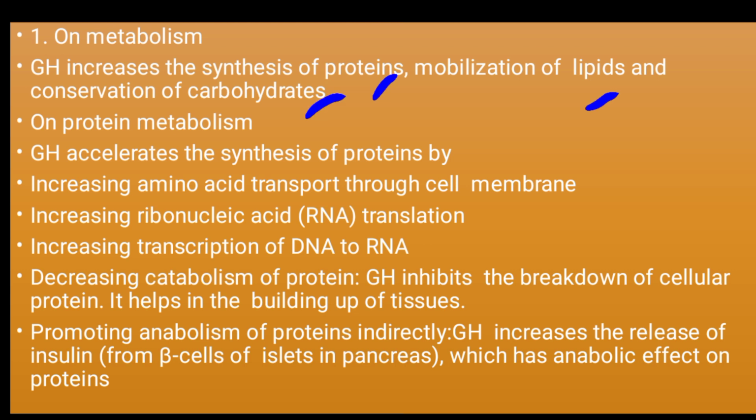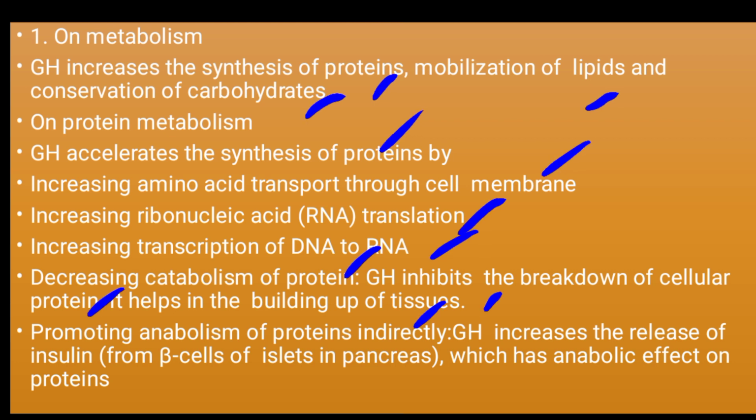Growth hormone accelerates the synthesis of protein. How? By increasing amino acid transfer through the cell membrane. Growth hormone increases ribonucleic acid translation, increases transcription of DNA to RNA, and decreases the catabolism of protein. So, by these ways, growth hormone accelerates the synthesis of protein. Growth hormone also inhibits the breakdown of cellular protein. It helps in the building of tissues.